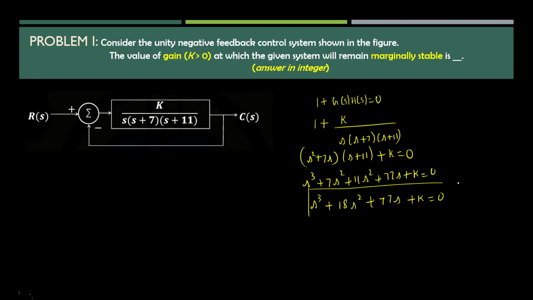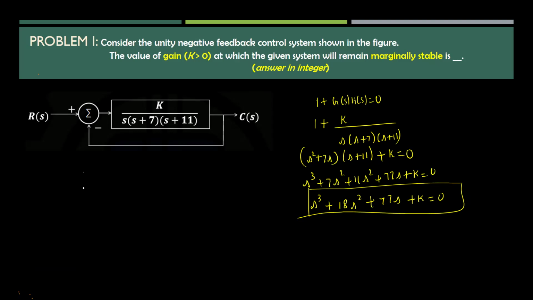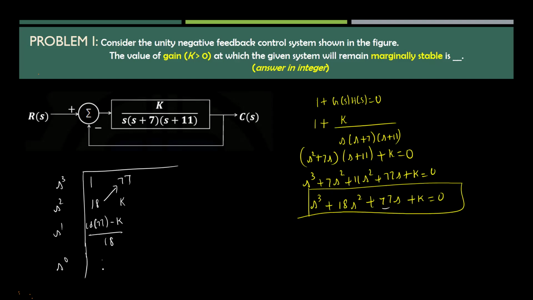So we can use the Routh Array criterion to find the limit of stability. From that we can find the open loop gain. So let me use the Routh Array criterion. The s cube coefficient is 1, the alternate coefficient is 77, and then the s square coefficient is 18 and k is the constant. To fill the s power 1 row by the Routh array formulation: (18 into 77 minus k) by 18. And s power 0 is k.